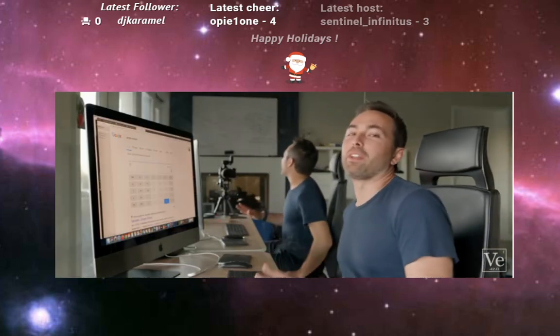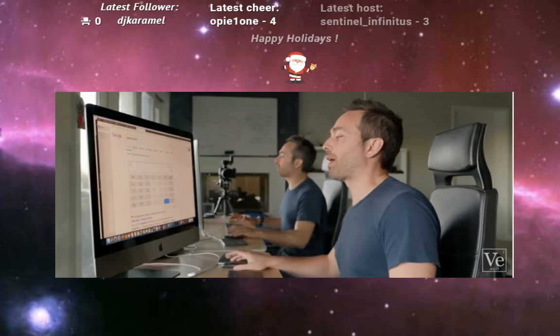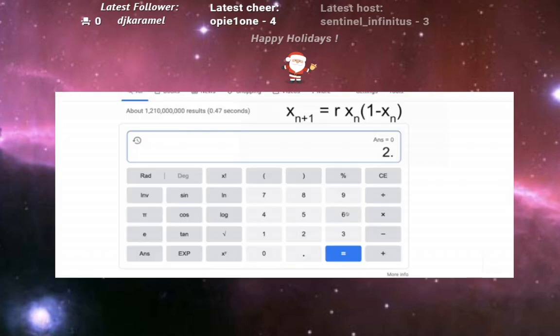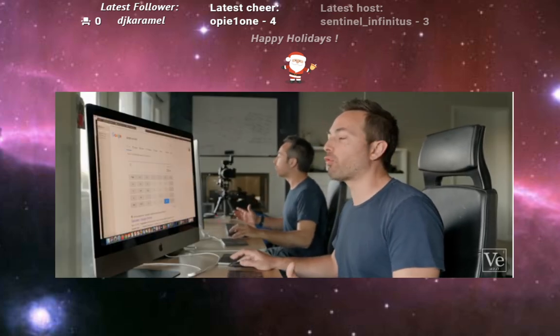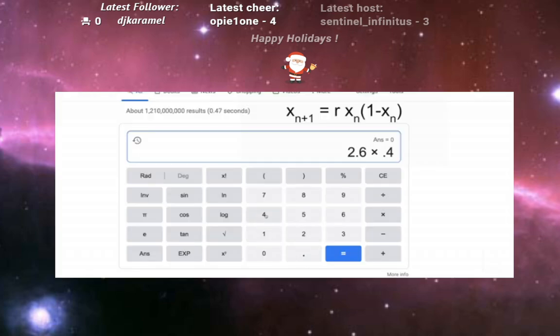Let's say we're dealing with a particularly active group of rabbits. So r equals 2.6. And then let's pick a starting population of 40% of the maximum, so 0.4. And then times 1 minus 0.4.